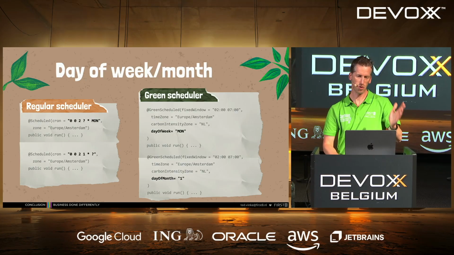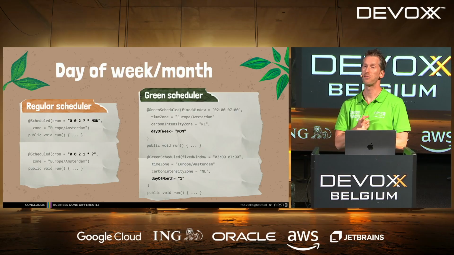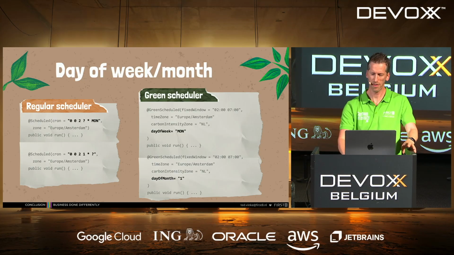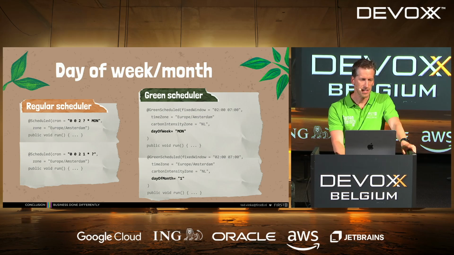The regular Spring cron expressions could also specify to run on a specific day of the week and a day of the month. Here you see both examples, running only on Mondays or running only on the first day of each month. And that's the fixed window scheduler.